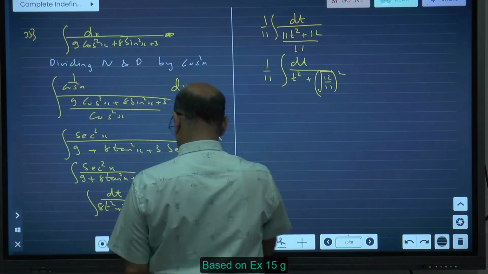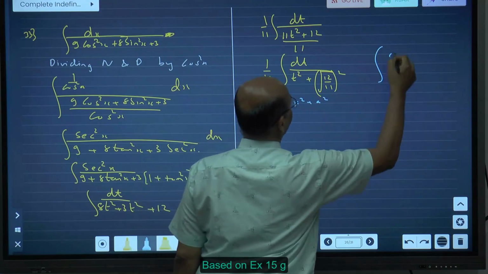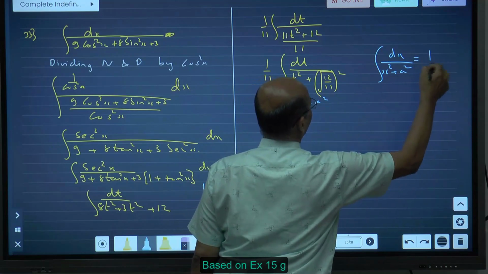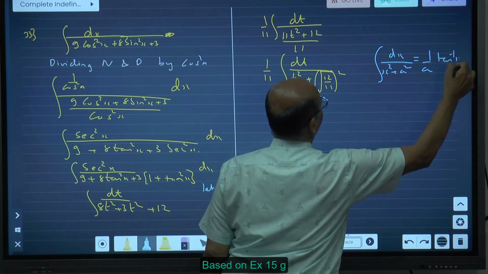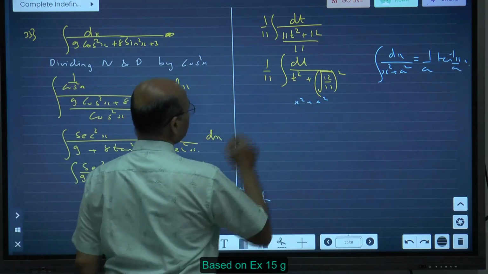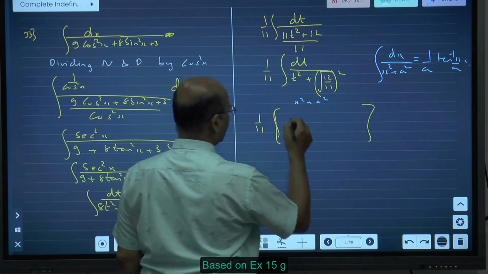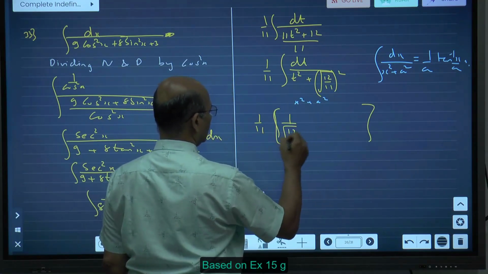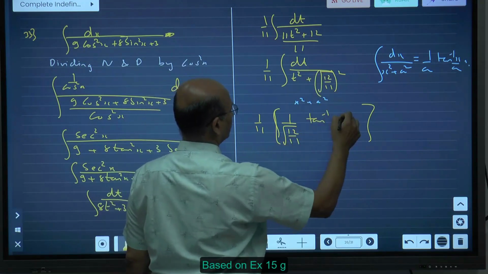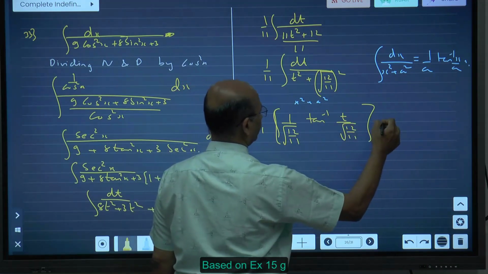So x square plus a square, don't you think this is x square plus a square format? What is integral dx upon x square plus a square? It is nothing but 1 by a tan inverse x by a plus c, right? So let us do that. So 1 by 11, 1 by a, so 1 upon 11 tan inverse x by a plus c.